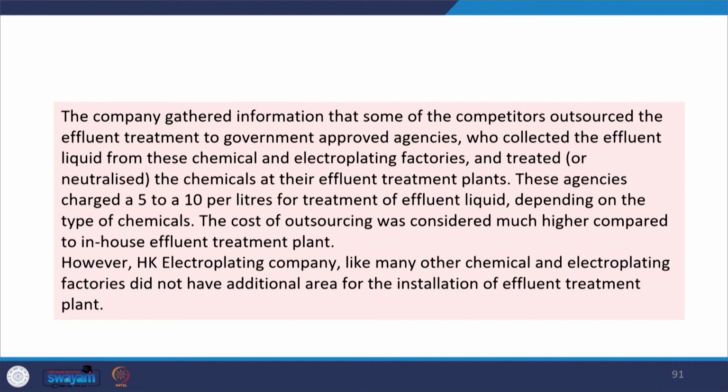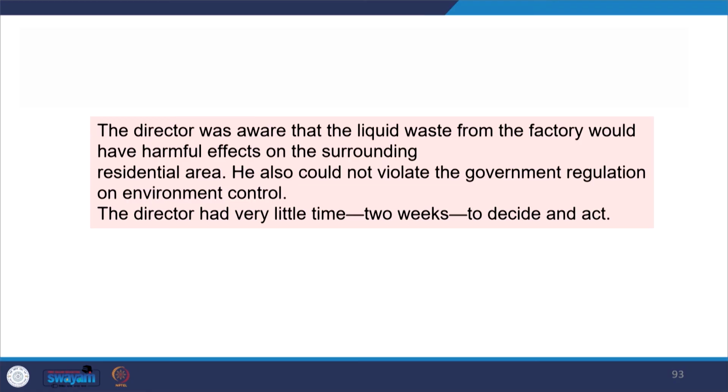However, HK Electroplating Company, like many other chemical and electroplating factories, did not have additional area for the installation. So, area was a constraint to them. In this condition, the director was aware the liquid waste from the factory would have harmful effects in the surrounding residential areas if they left it there. He also could not violate the government regulation. So, he had very little time, about 2 weeks, 15 days, to decide and act.